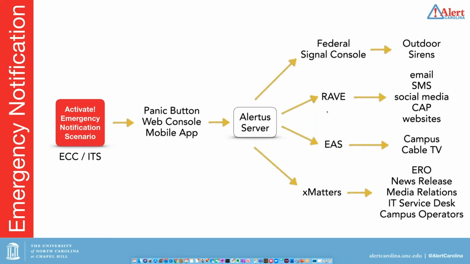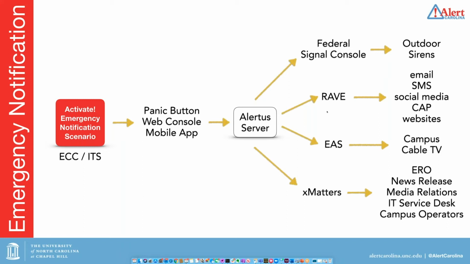So just a slightly different view of how we activate, and then the various tools and components that are initiated off of that. Right now, we use the hardware panic buttons, but we also have the ability to activate from the web console, from the Alertus website, as well as utilizing the Alertus mobile application to activate the system as well. That in turn launches our outdoor warning sirens.